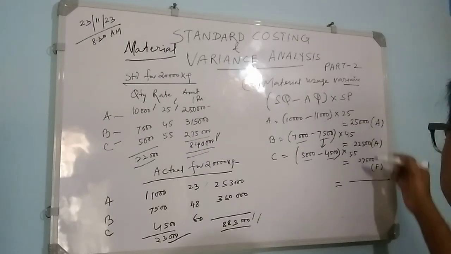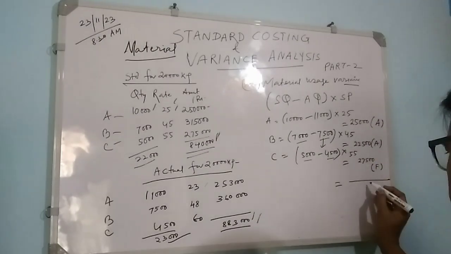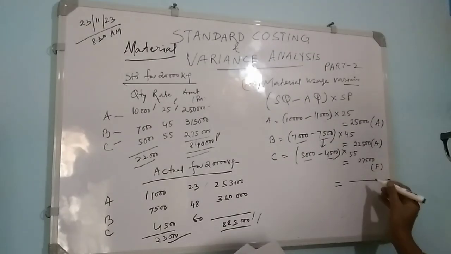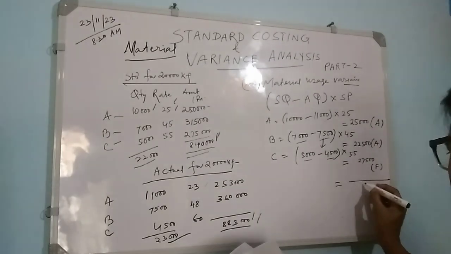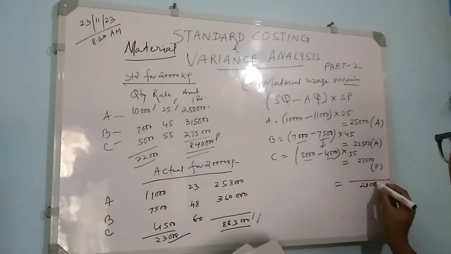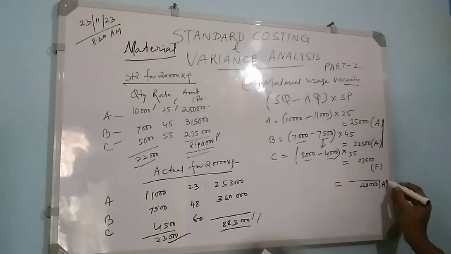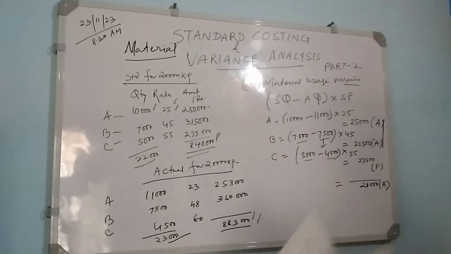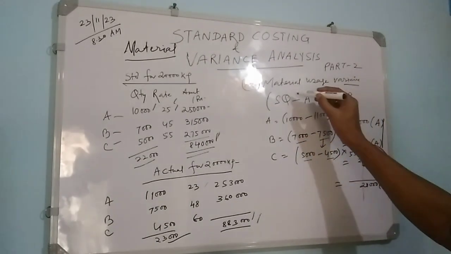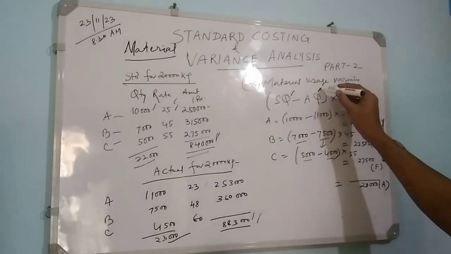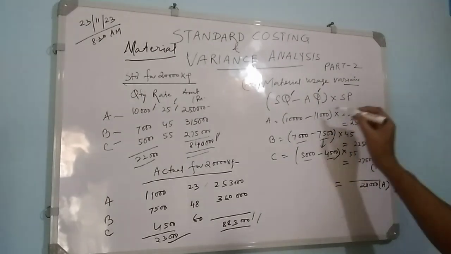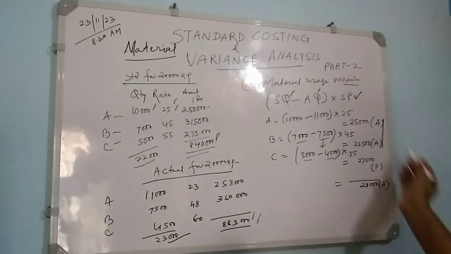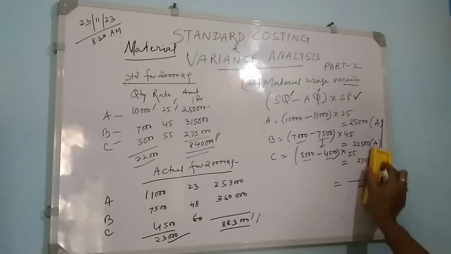The net of this, 45,000 minus 27,500, so your 20,000 will be adverse, right? So this will be the material usage variance. Again we are repeating that for material usage variance, you always have to take the difference of standard quantity and actual quantity into standard price. So you have to take this variance for that.